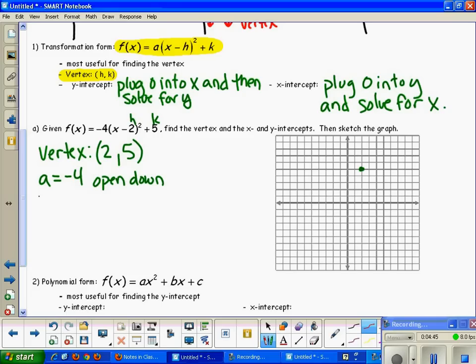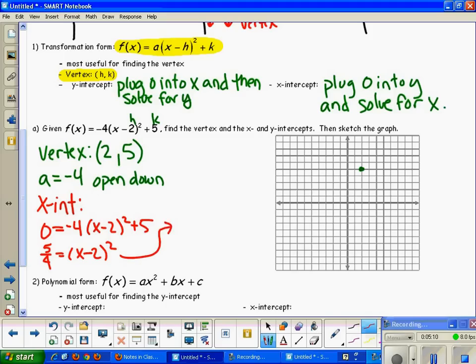So let's go ahead and find the x-intercept first. To find the x-intercept, you plug 0 in for y and then solve. So 0 is equal to -4 times the quantity x minus 2 squared plus 5. So I'm going to subtract the 5 and then divide by negative 4. That would give me 5 over 4 equals x minus 2 squared. And then I want to get rid of that squared by taking the square root of both sides. And I'm running out of room, so I'm going to do that over here.